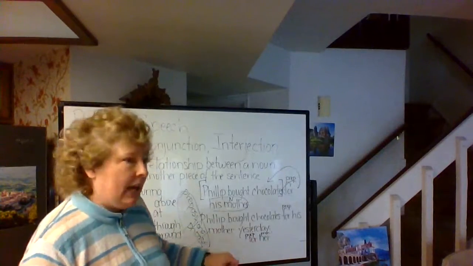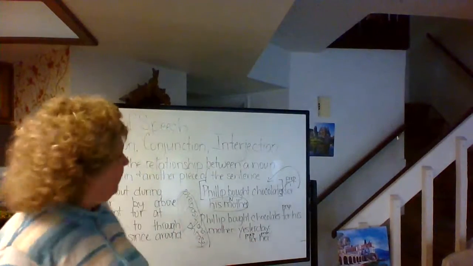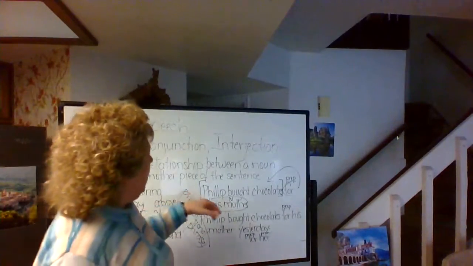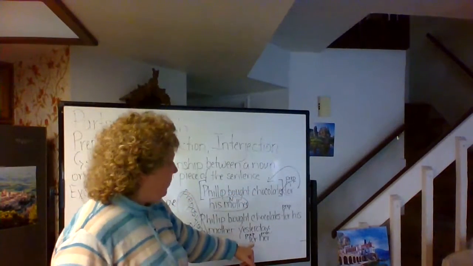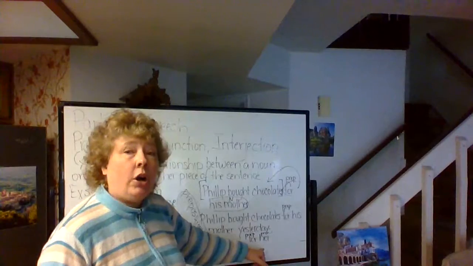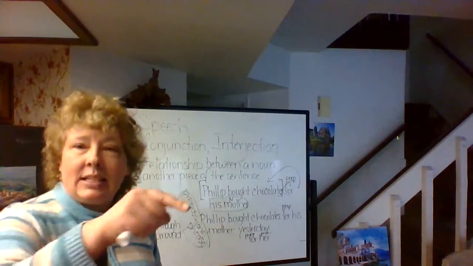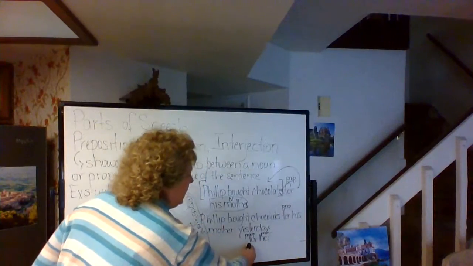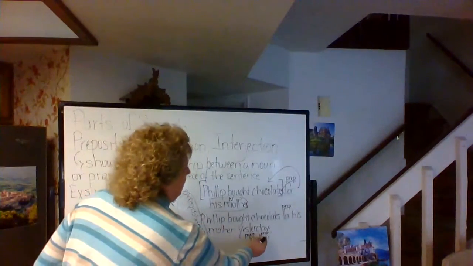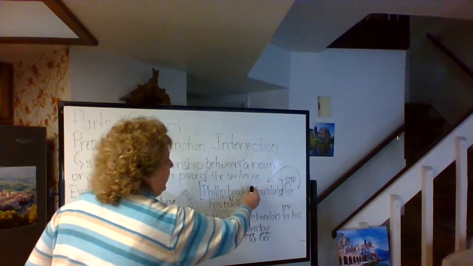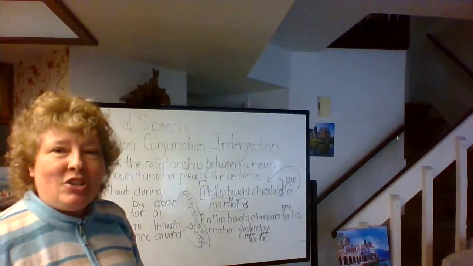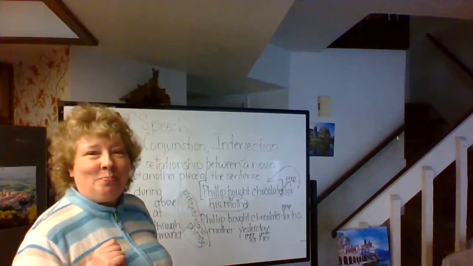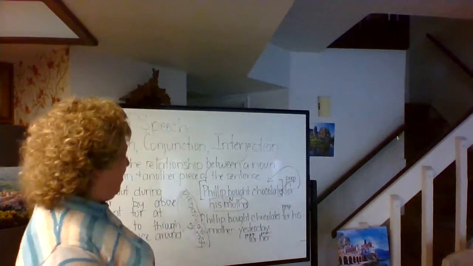So let's jump down here. Can everyone see that? It says for her. Replace for his mother with for her. Philip bought chocolates for her. For is your preposition. Her is your pronoun. So that would be your prepositional phrase, and it would show relationship with this part. Any questions? No? Okay. But I have one for you. Let's look at this example right here.